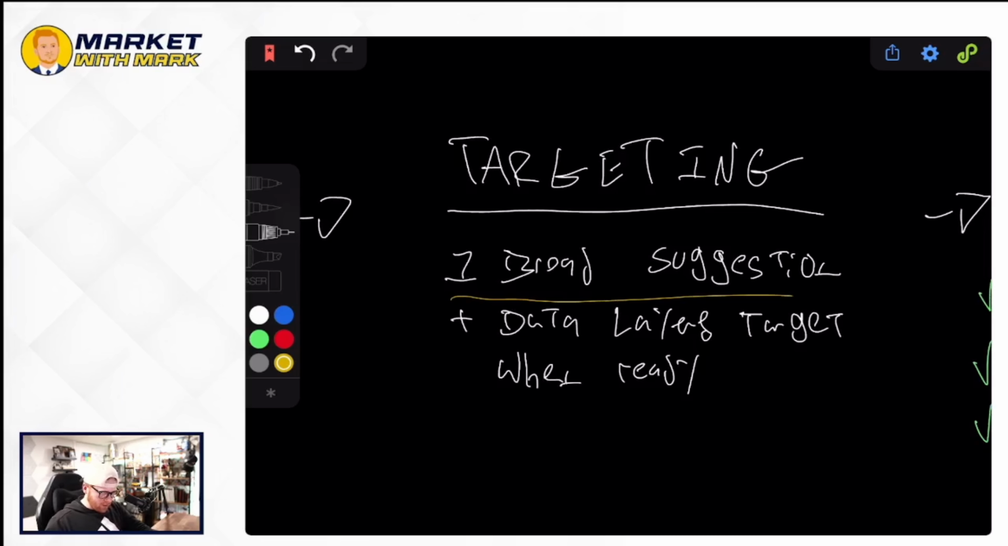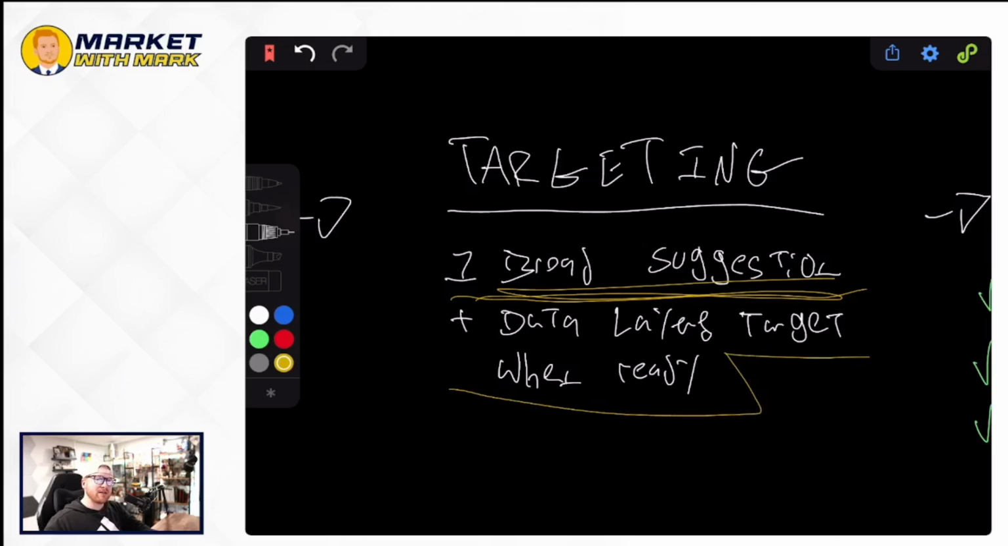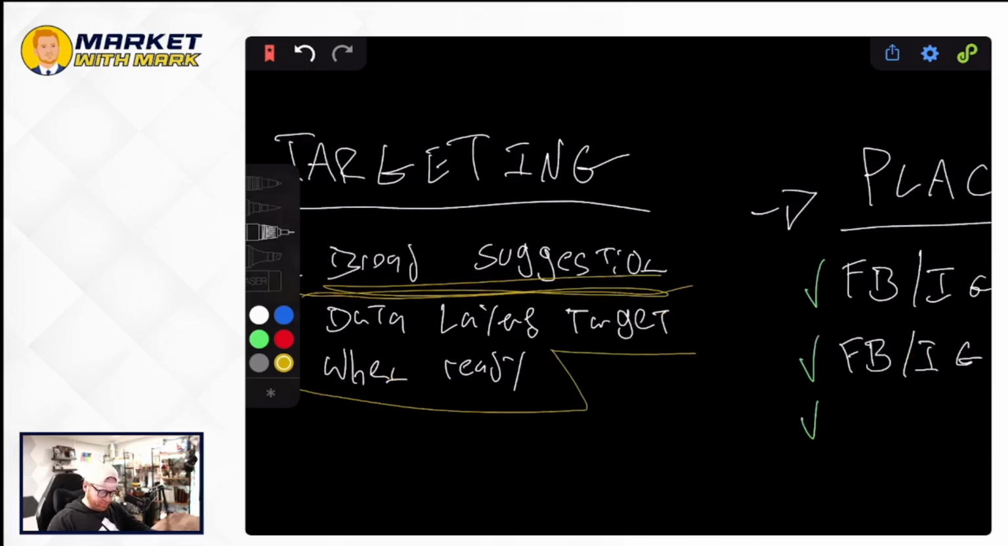You're going to choose one broad suggestion, and yes, I said suggestion. That is what Meta calls them now. Again, Meta is trying to let the AI do most of the heavy lifting, so you can now just make a suggestion. So you're going to choose one broad suggestion, plus any data-driven layered targeting when ready. These are things like your custom lookalike audiences for your checkout initiators, your purchasers, your web traffic, your ad engagers, your social profile engagers, all that stuff you can layer in once you have enough data.